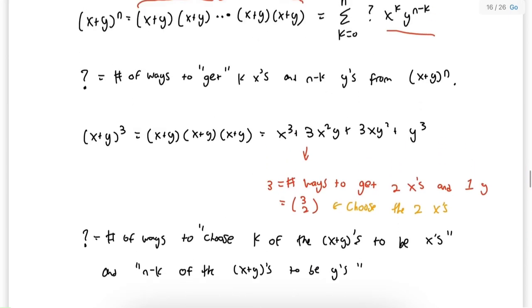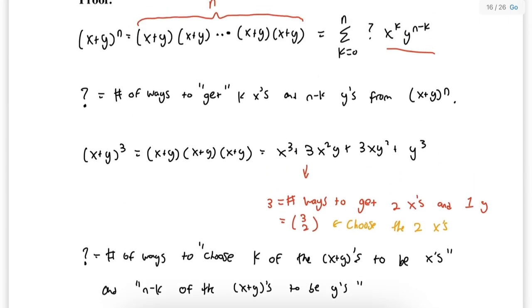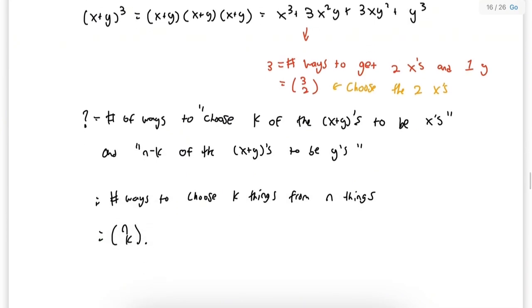So going back up, that means that x plus y to the n, right? This equals the sum from k equals 0 to n, question mark x to the k, y to the n minus k, and question mark is n choose k, right? This is exactly the result we want. And so we're done.